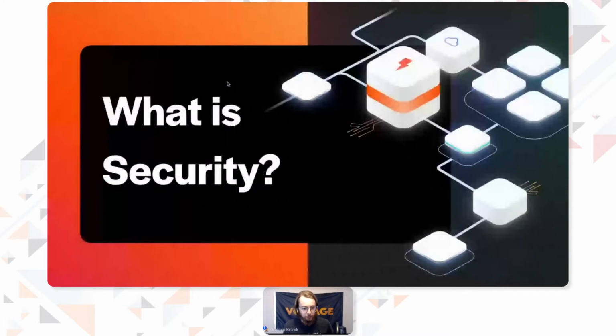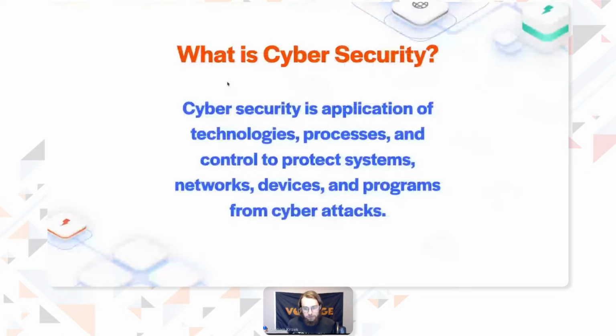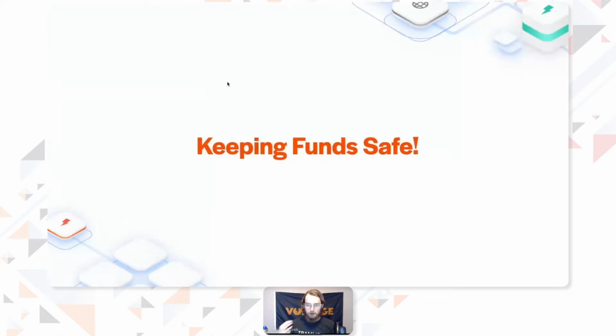Diving in, we're first going to touch on what is security. Security in the Lightning Network is general cybersecurity at the end of the day. So what is cybersecurity? It's the practice of securing your technology, processes, and systems to prevent unwanted access or intrusion or stealing of files or funds or anything like that. I think most people are pretty well versed in what cybersecurity is. So when we think about how that applies to Lightning, first and foremost, it's keeping funds safe.